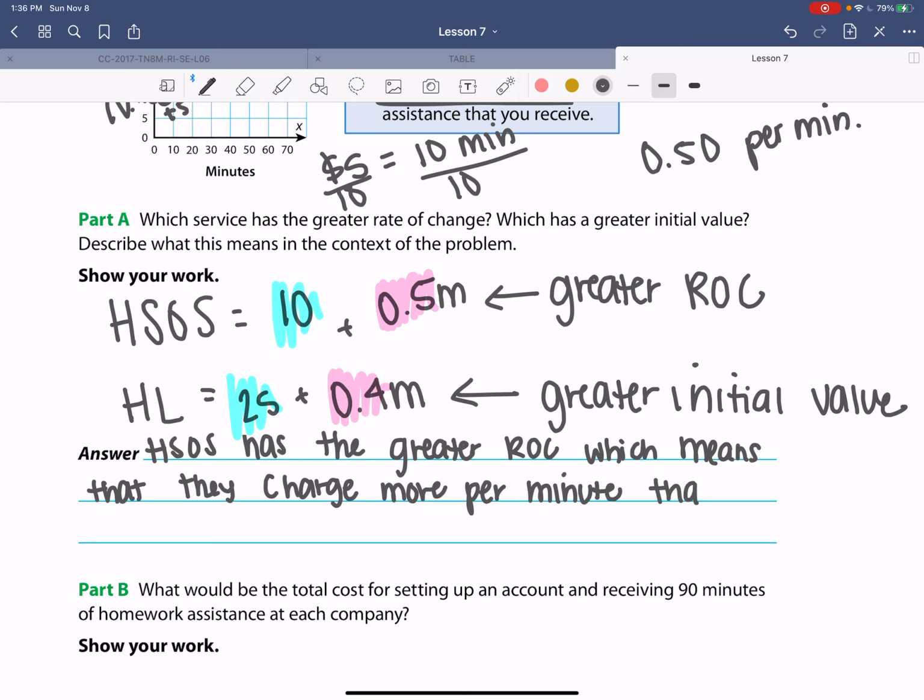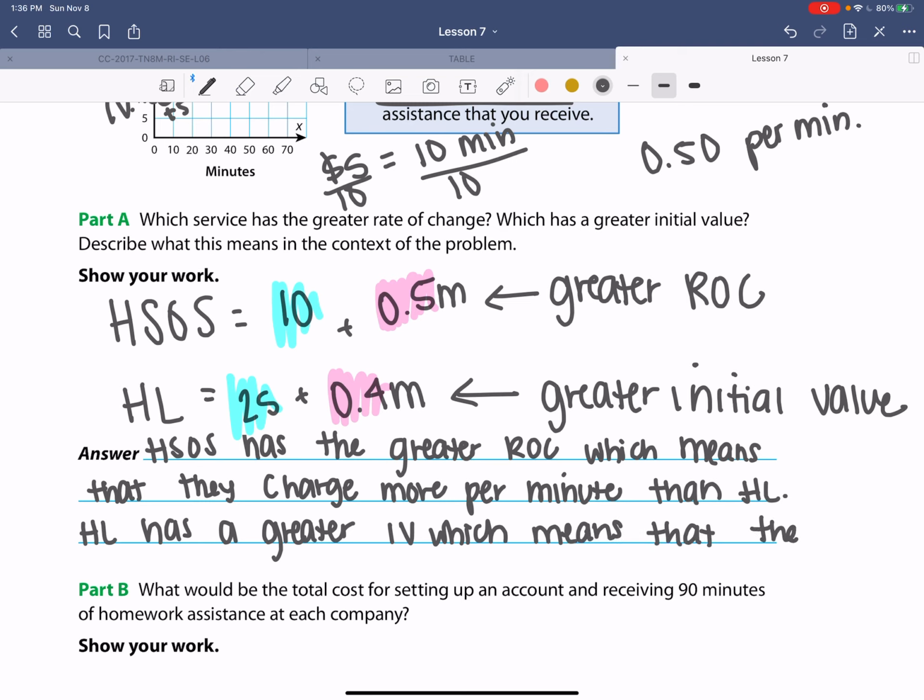Then Homework Lifeline. And Homework Lifeline has a greater initial value, which means that the cost to set up an account with them is greater. And that's all for part A.